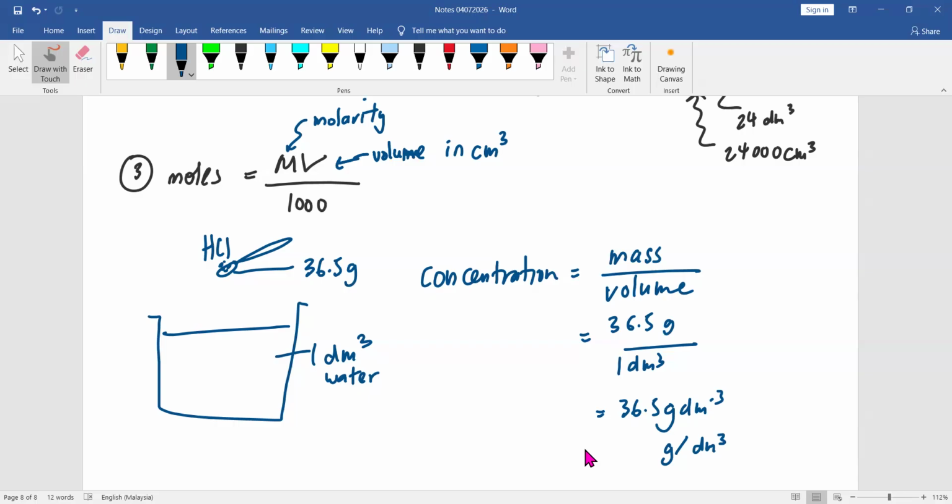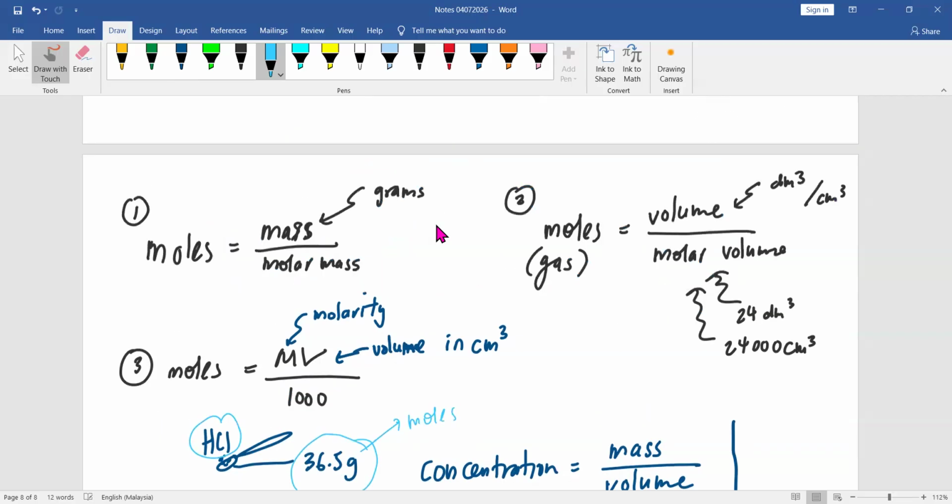Done, guys? Okay, now I need to see how much you remember. Very important question. Can you please tell me in 36.5 grams of HCl, what is the number of moles? Can you please turn this 36.5 grams of HCl into moles?